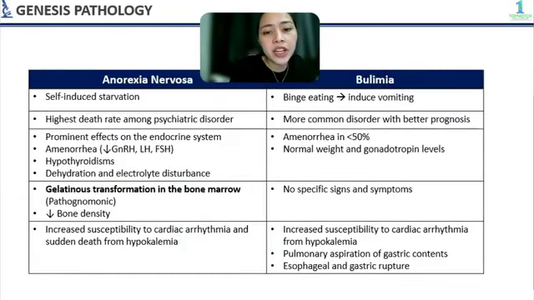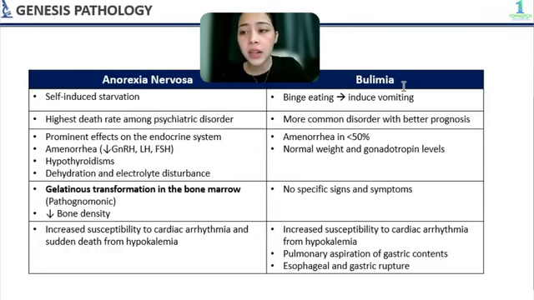And lastly, we have here anorexia and bulimia. So anorexia is self-induced starvation, which leads to marked weight loss, while bulimia is a condition where the patient binges on food and then induces vomiting. Anorexia has the highest death rate among psychiatric disorders. Tapos yung bulimia naman, although it is more common than anorexia, better naman yung prognosis niya.